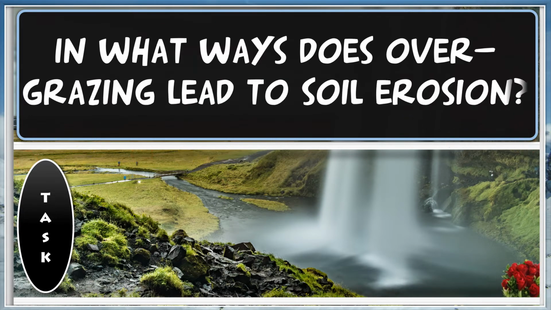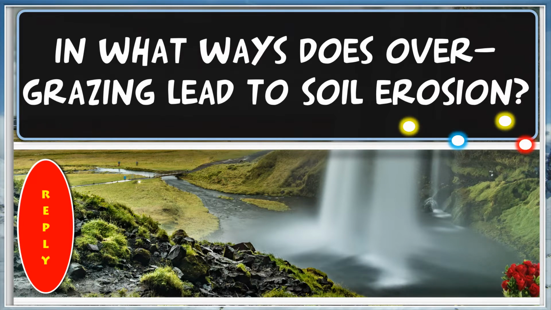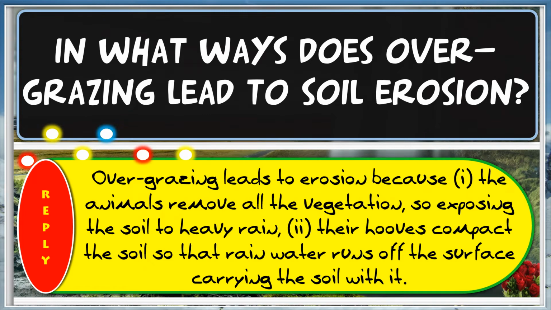In what ways does overgrazing lead to soil erosion? Overgrazing leads to erosion because 1. The animals remove all the vegetation, so exposing the soil to heavy rains. 2. Their hooves compact the soil so that rainwater runs off the surface, carrying the soil with it.